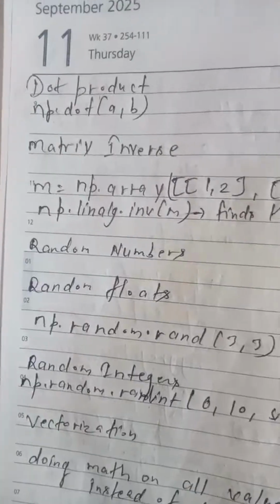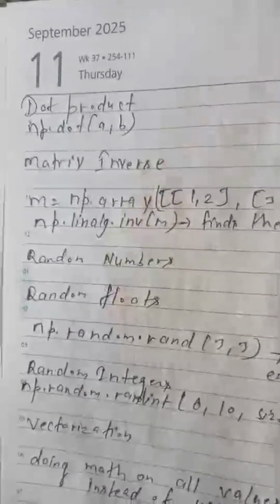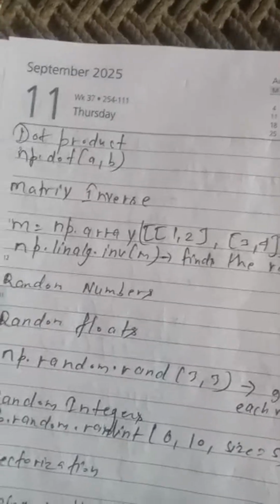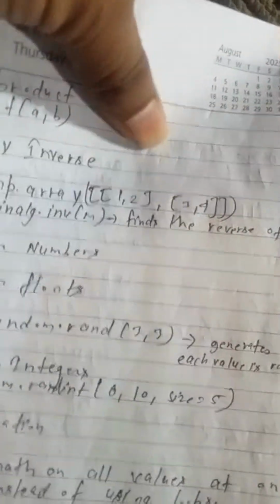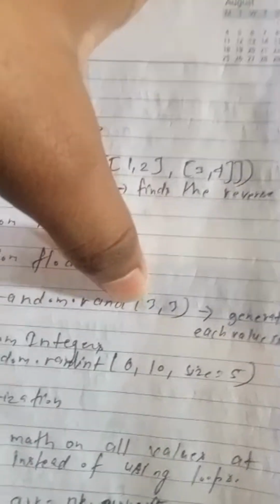And if you want to create random numbers or random floats, then you can use random.randint, okay. So you can use this. And if you want to create a random number, then you can use this random integer. If you are going to use this function, it means you are going to create.